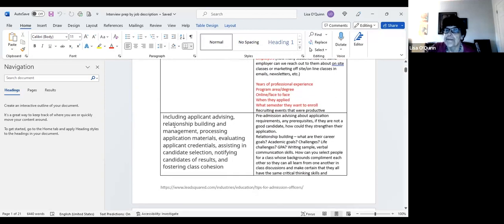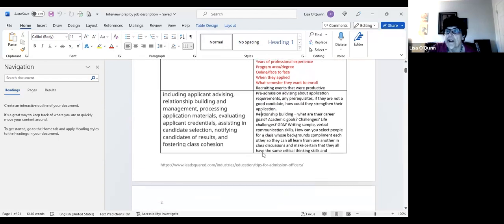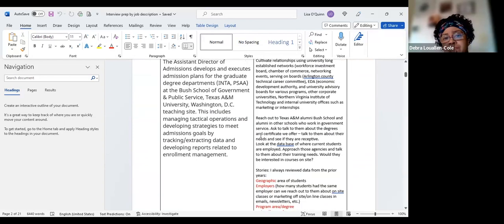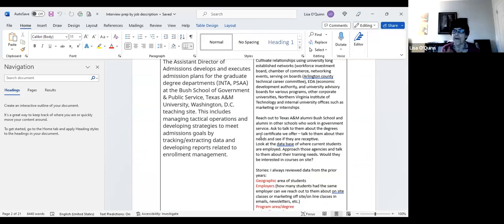And then I took the next one, including applicant advising and relationship building. And I broke it down into the different segments of college admissions and what I would do at each stage. Because that way, for me, each time I go over this, I use these as talking points, and I literally rehearse these talking points before I go into an interview, because it helps me really think about what I'm going to say.